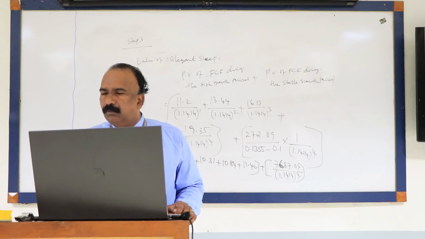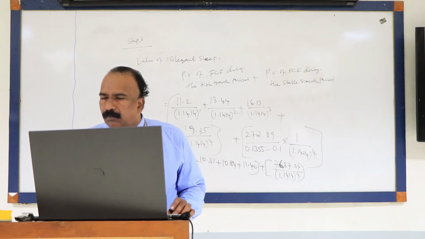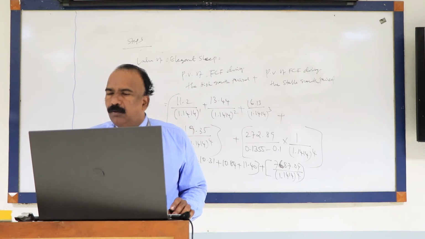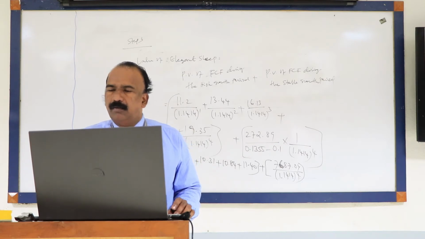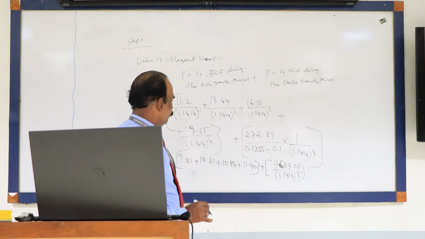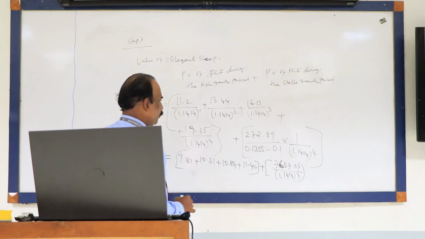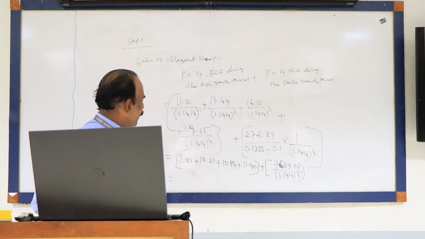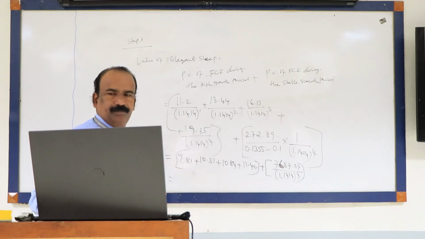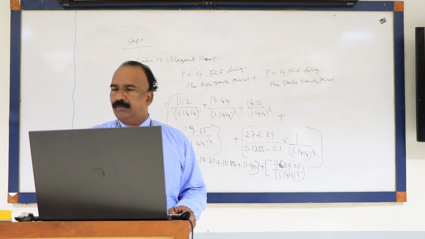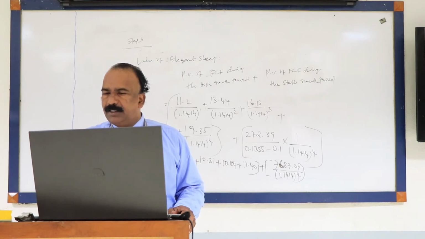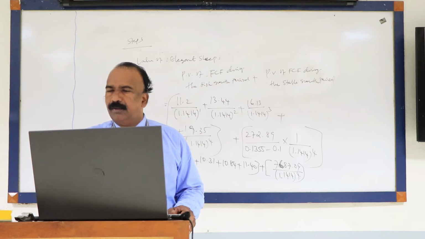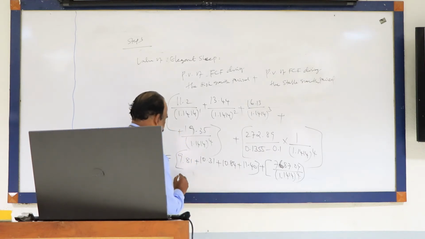So 4,529.05. 4,000 529.05. Okay. So add this 9.81. The first one you can add it. So that is 42.36. Yeah, 42.36.